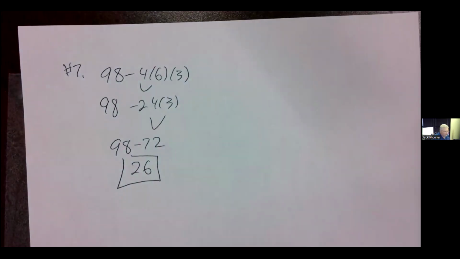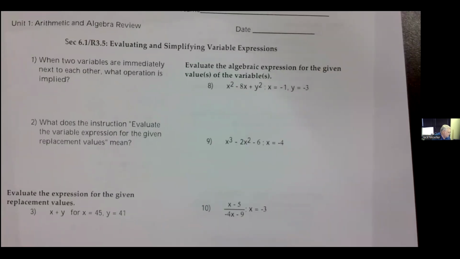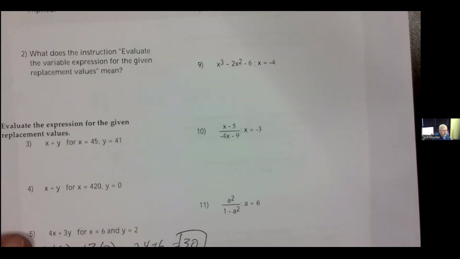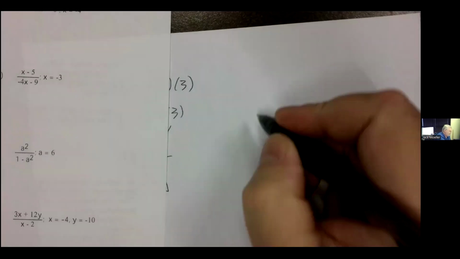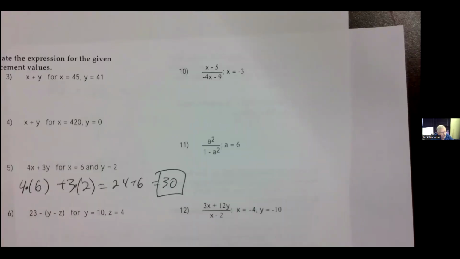All right, so let's do a little bit more challenging one. Let's do some that have some negatives in there. I'm going to come back to 8 and 9 for those exponents. So let's look at number 10. We have x minus 5 over negative 4x minus 9, and x is negative 3. One thing to point out here is we have two instances of x, so both of those x's are going to be negative 3.